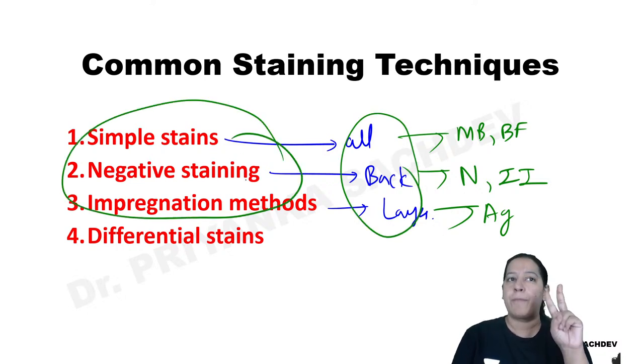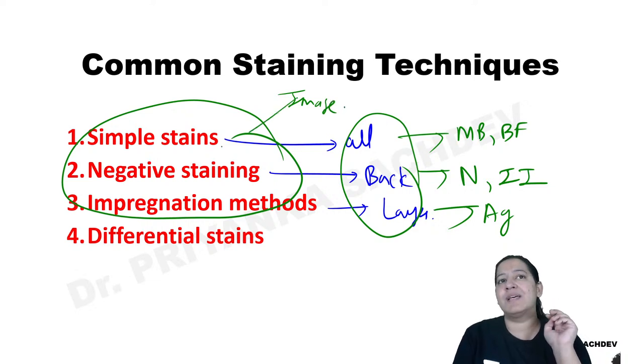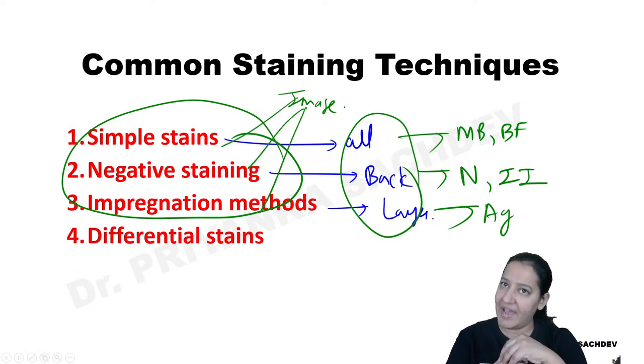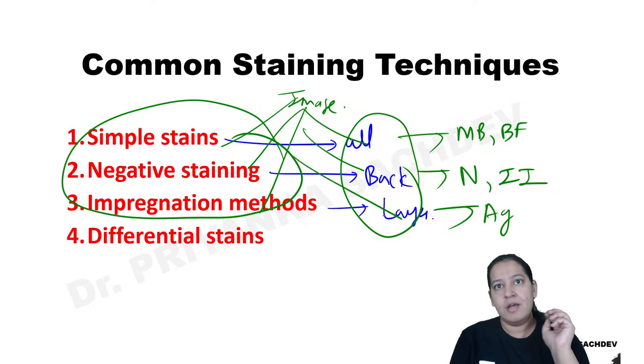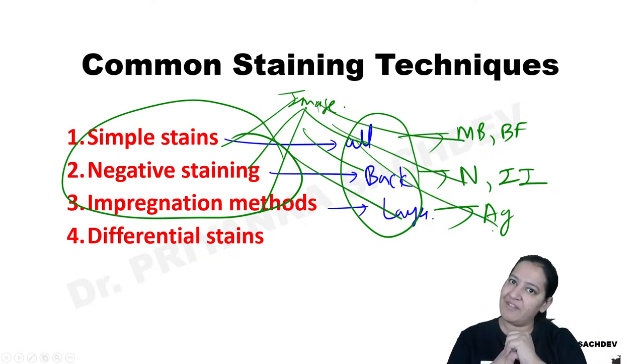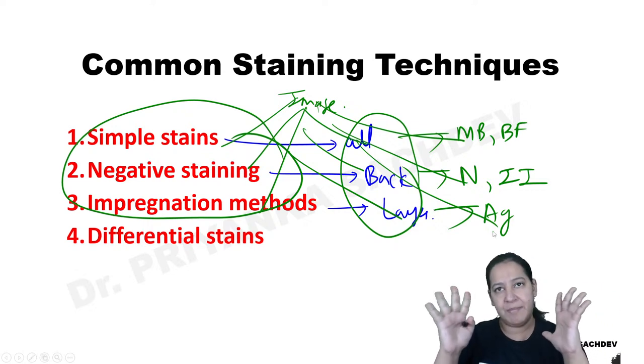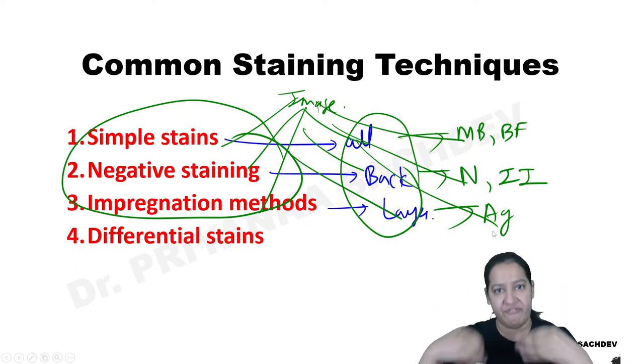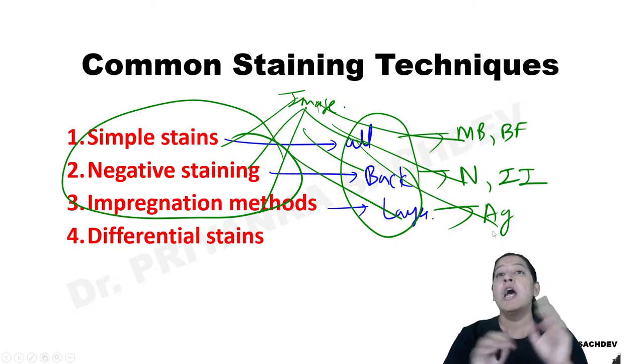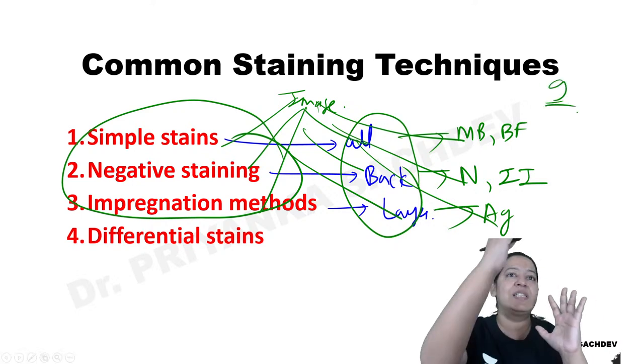Any doubt? Now if the question gives you an image, any image, and asks which of these three stains it is, will you be able to identify? Yes. If they give the definition, will you be able to identify? Yes. If they give examples, will you be able to identify? Yes. See how many questions can be framed from it. They can give an image, a definition, or an example. So I can frame 9 questions from these 3 stains.